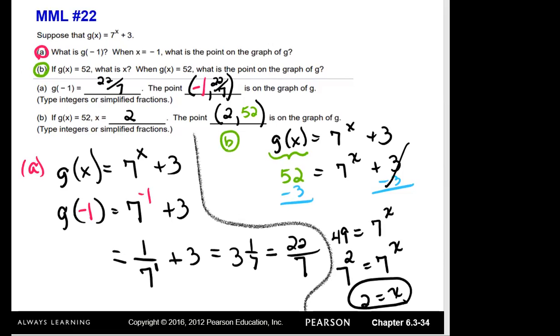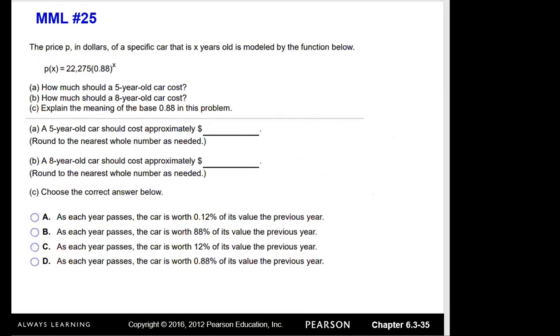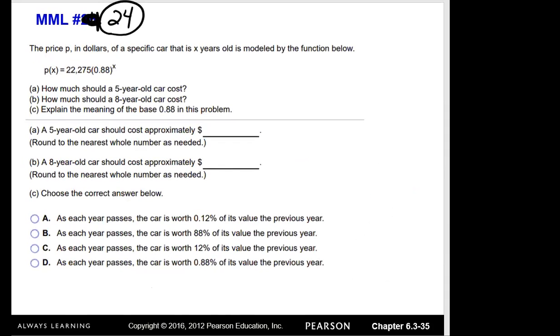And I got one more example in here, and it's a word problem. And I also noticed that I typed the wrong number. This is not 25, this is number 24. Sorry about that. Number 24. The price P in dollars of a specific car that is X years old is modeled by the function below. P of X is equal to 22,275 times 0.88 to the X. The 22,000 number, that was the original price of the car.